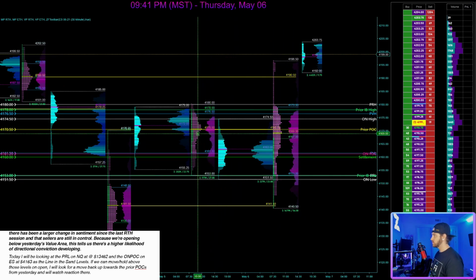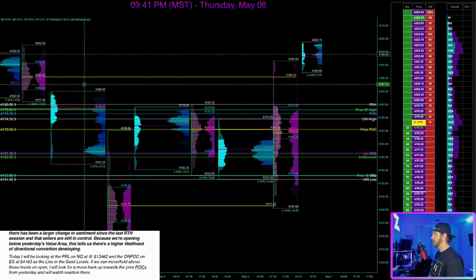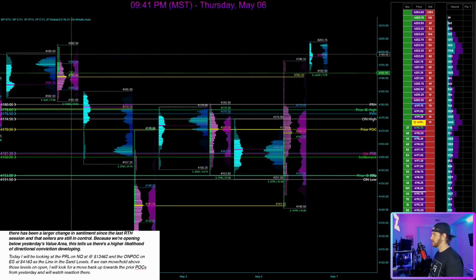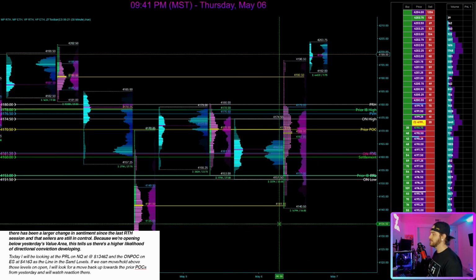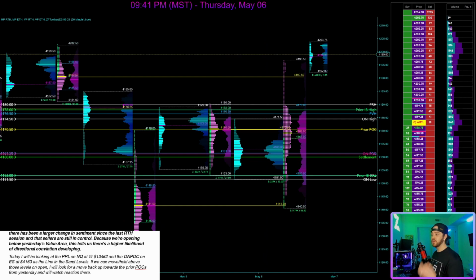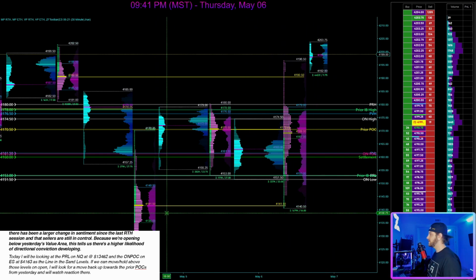Yesterday's point of control was 4170, and we had a naked POC from the third at 4190, which we ended up tapping at the end of the day. If we could not move and hold above those levels on open, I was looking for a move back into our lower naked points of control on both ES and NQ, starting with 13,459 on NQ and 4150 on ES.